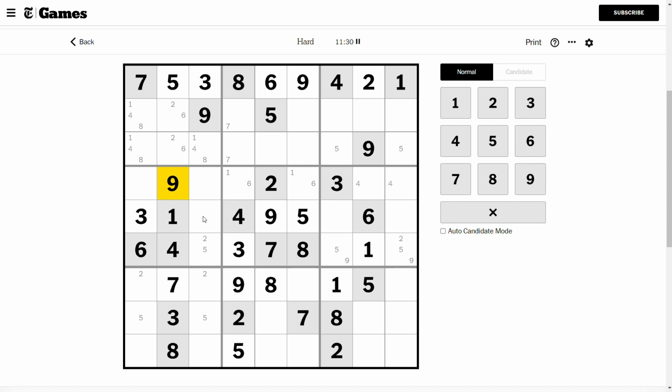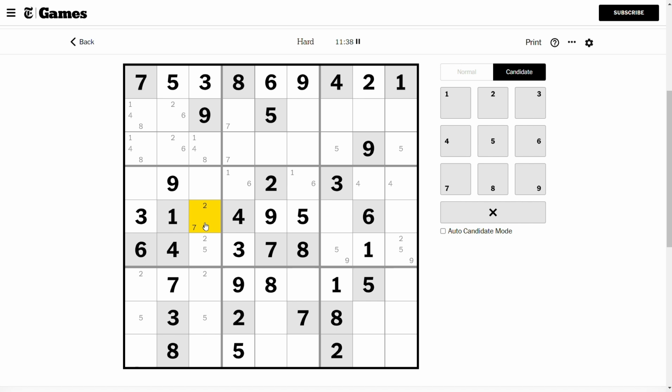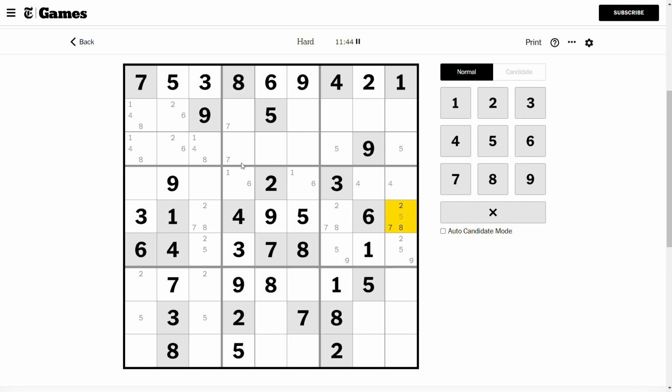Okay, let's continue to fill out some rows or columns. So in row 5, 2, 7, and 8 are the missing digits. Oh wait, I do see something. This 2 points left. So in block 4, the digit 2 is forced into column 3.